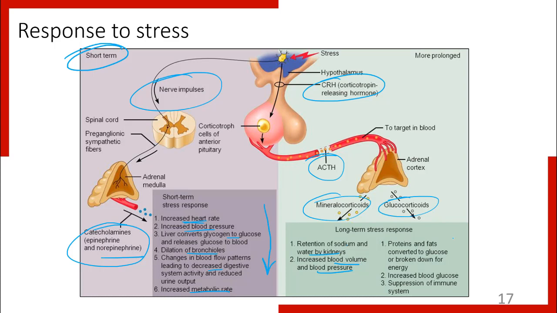In terms of cortisol, what happens is it leads to, if you look over here, an increase in the amount of glucose that's present in the blood, and it also suppresses the immune system. So that's why cortisol is sometimes given to actually suppress the immune system.